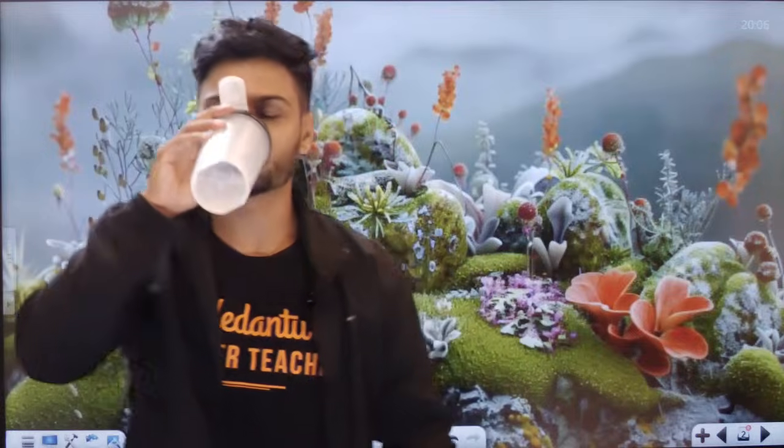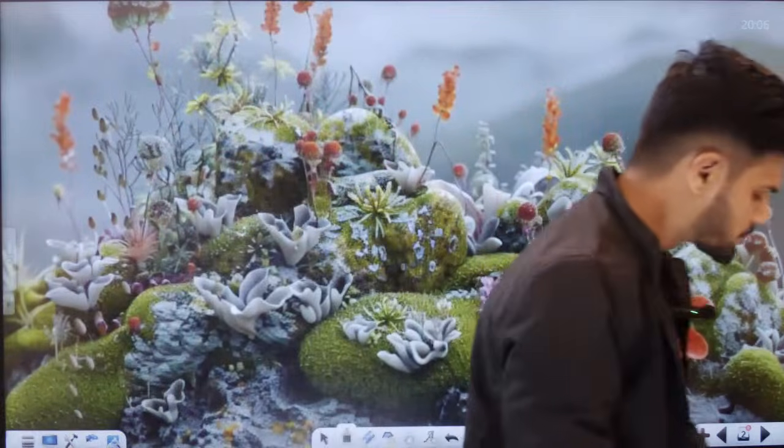Students, all of you get a bottle of water. Water is very important. We need to drink a lot of water, students, because we don't want kidney stones.